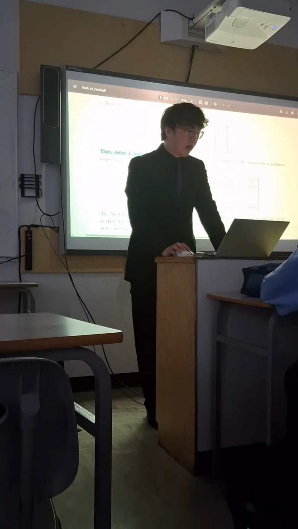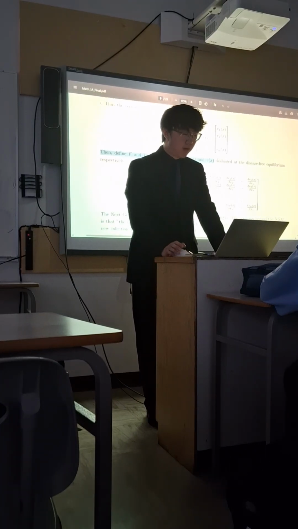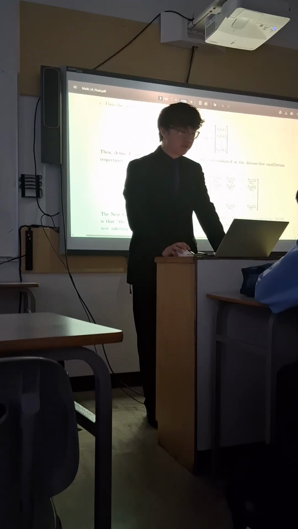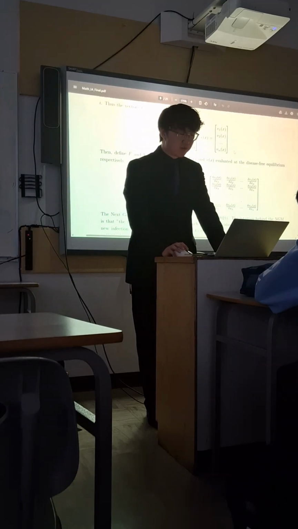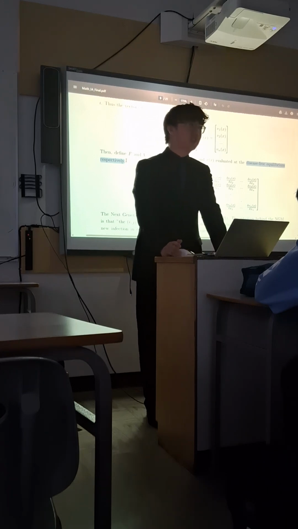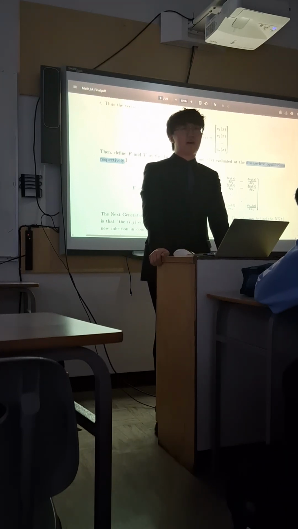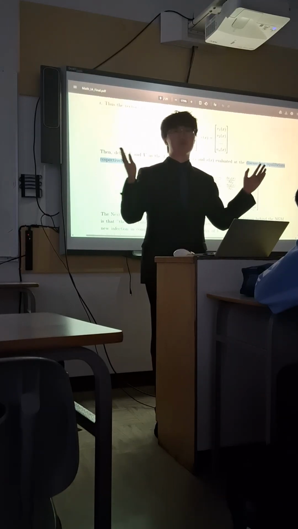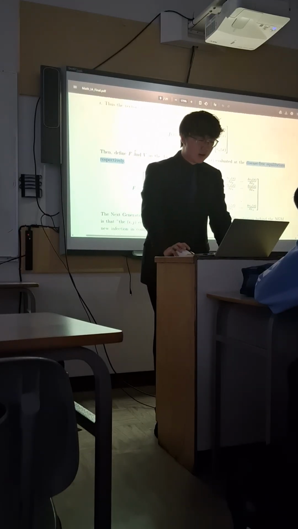And then we can define capital F and capital V as the Jacobian matrices of f of x and v of x, evaluated at the disease-free equilibrium respectively. I forgot to explain the disease-free equilibrium. The disease-free equilibrium is basically when everyone is susceptible and no one is infected. It's an equilibrium because nothing changes at that point. If there's no disease, nothing can change. Disease-free just means that there's no disease.